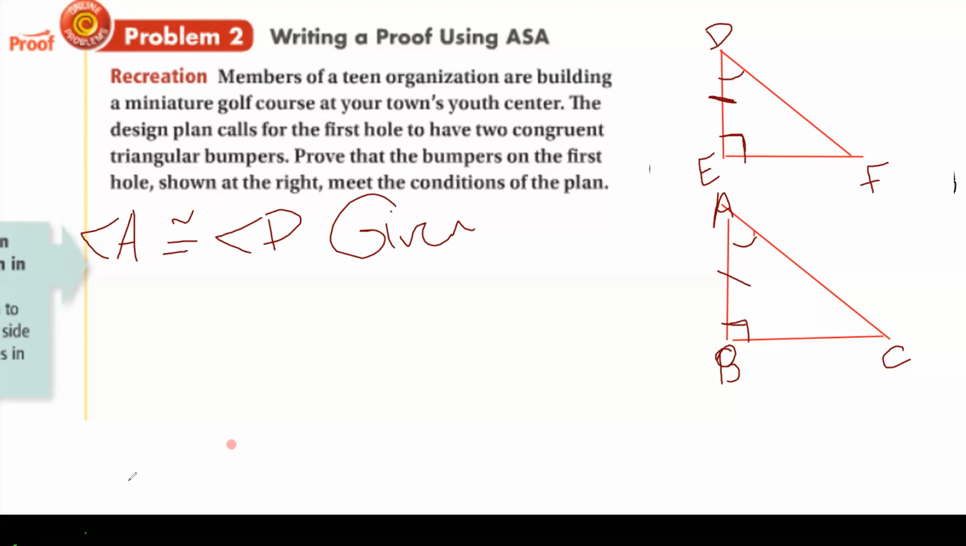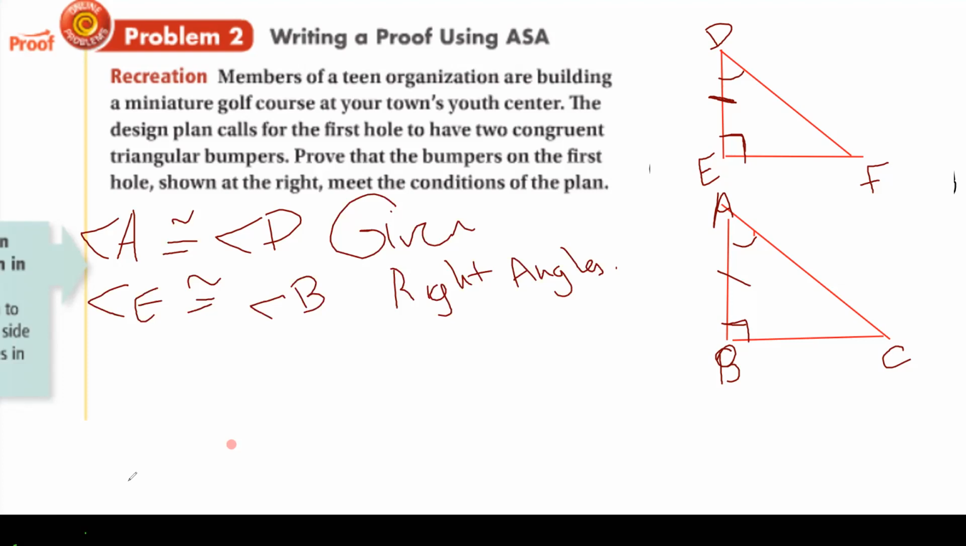Also, angle E is congruent to angle B. Why? Because it's given, and they are also right angles. Since they are right angles, they are congruent. And angles D and A, they are given. He told me that they are congruent.